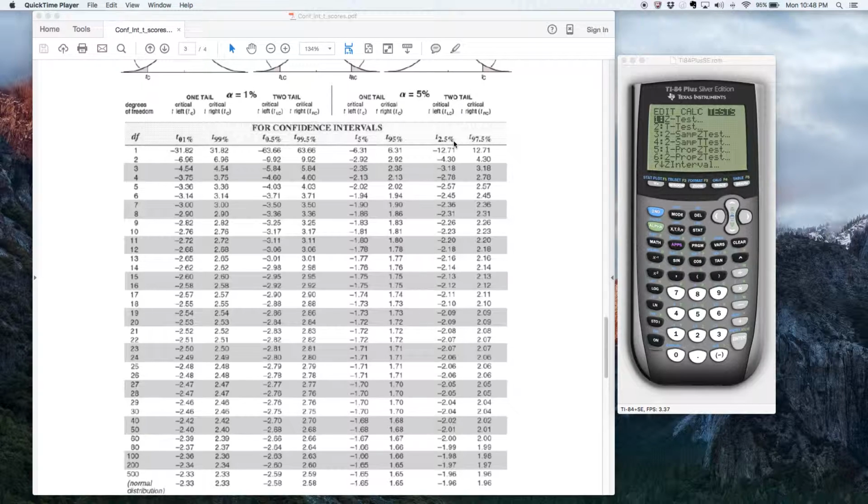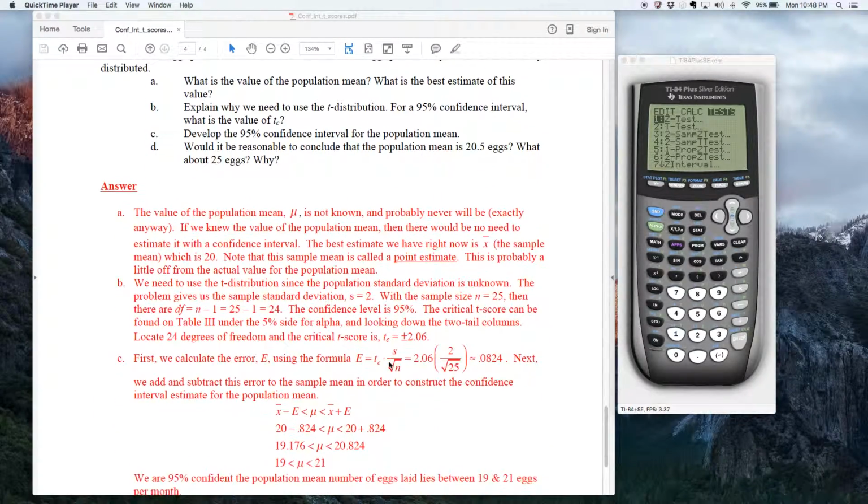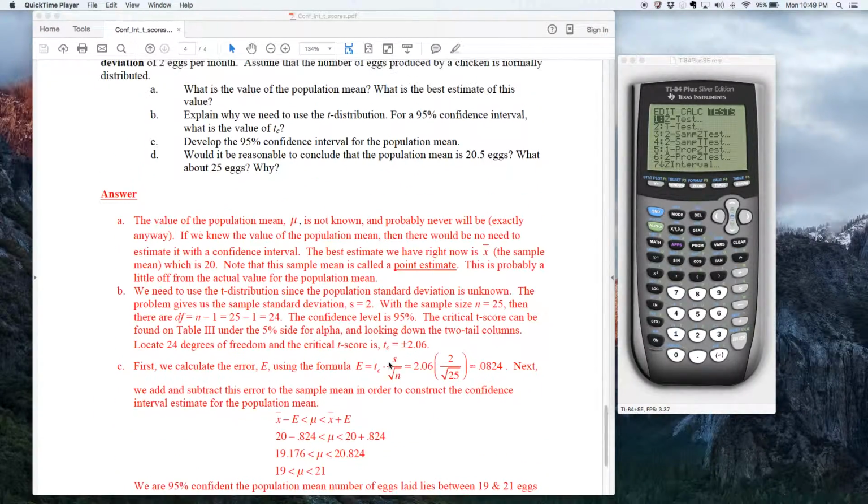The only other thing I need to know is degrees of freedom. All right, we already discussed that. There's 24 degrees of freedom. So there's 24 right there. So you follow straight across. Looks like plus and minus 2.06. So that's my critical t-score. All right, so that is, oh yeah, it asks for it over here. For a 95% confidence interval, what is the value of the critical t-score? All right, we got that. The critical t-score is plus and minus 2.06.